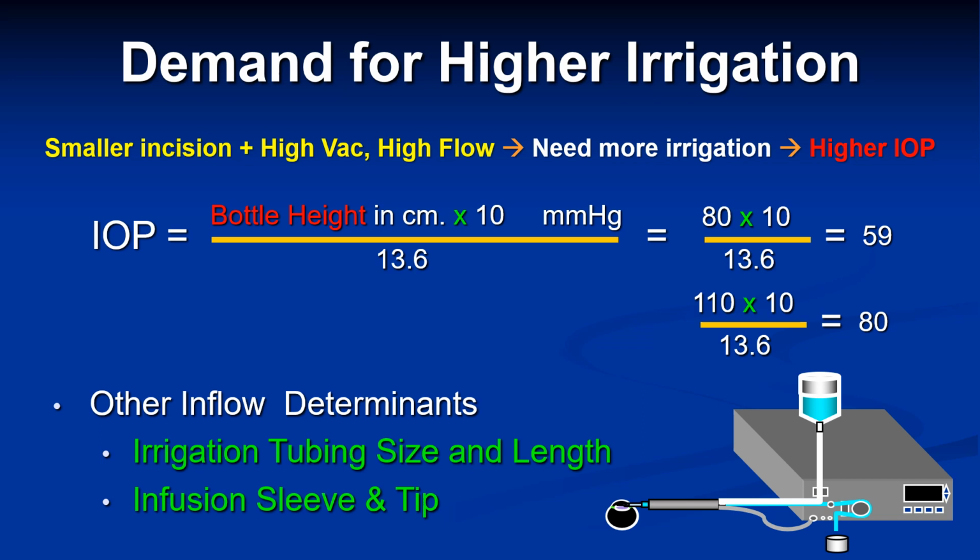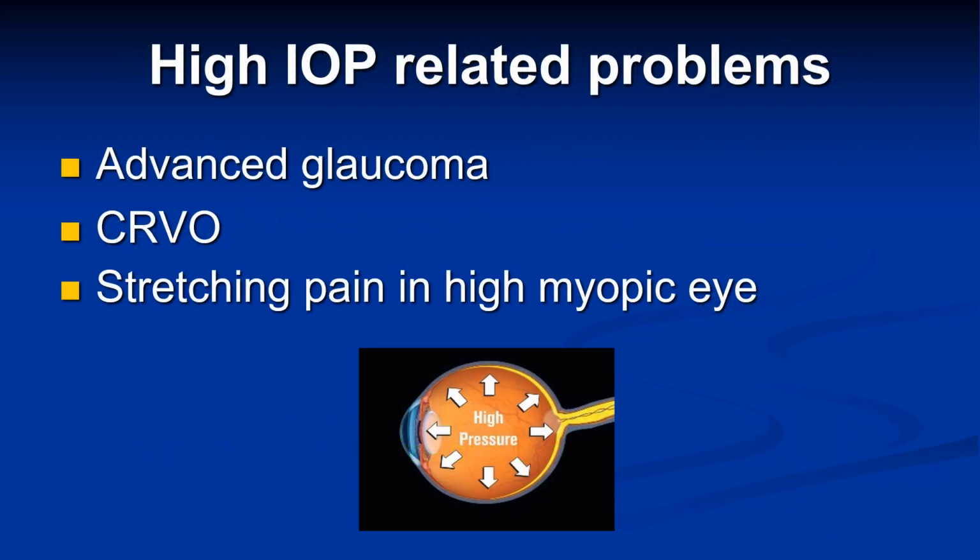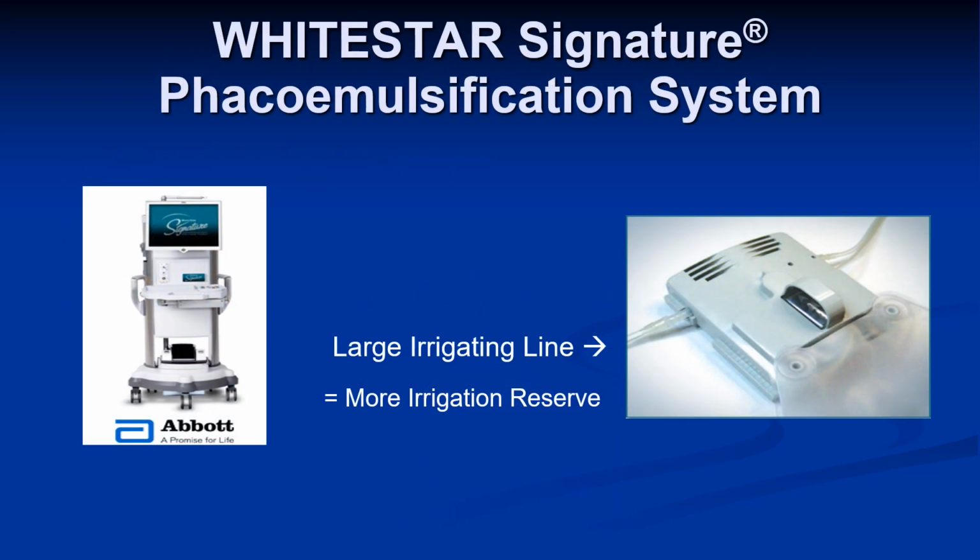There are some other inflow determinants, such as irrigation tubing size and length, and the size and design of the infusion sleeve and tip. High IOP may create some problems, such as vision loss in advanced glaucoma, central retinal vein occlusion, and stretching pain in a highly myopic eye. The large irrigating line of some machines will allow more inflow with the same bottle height.